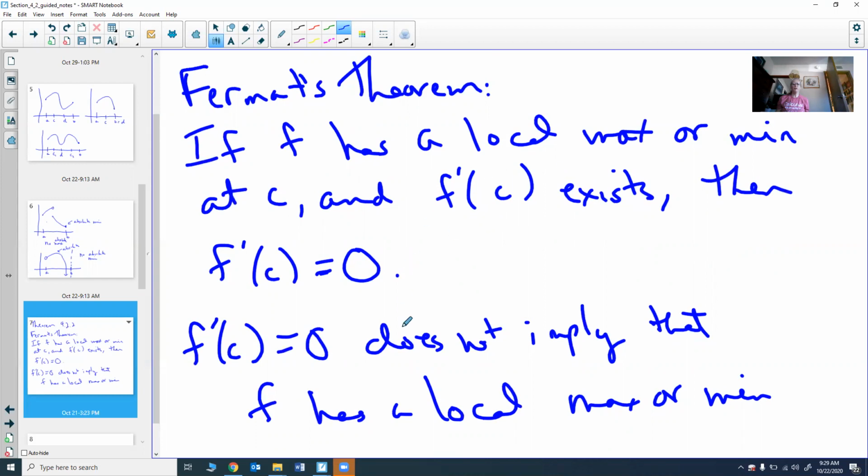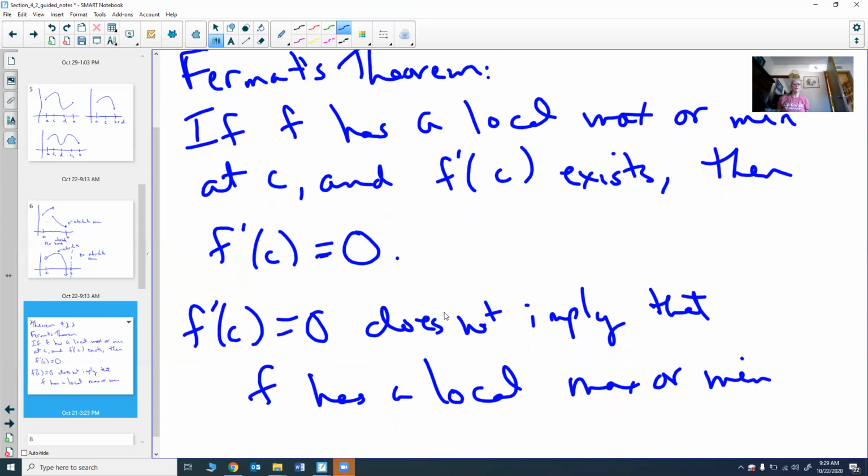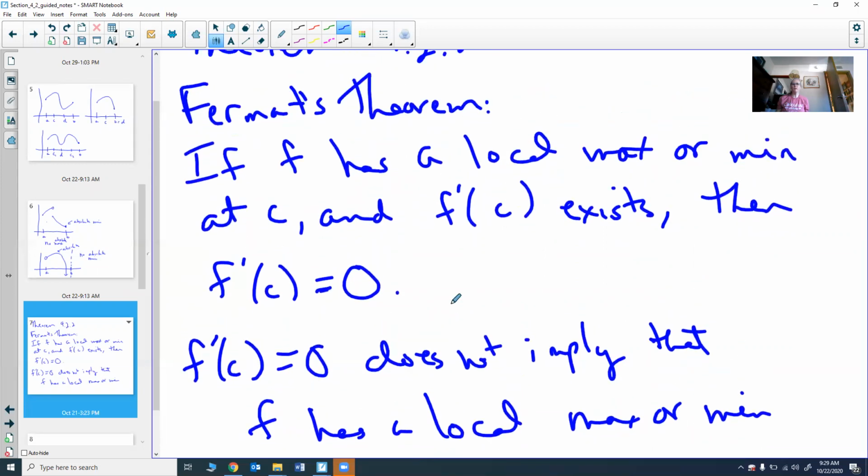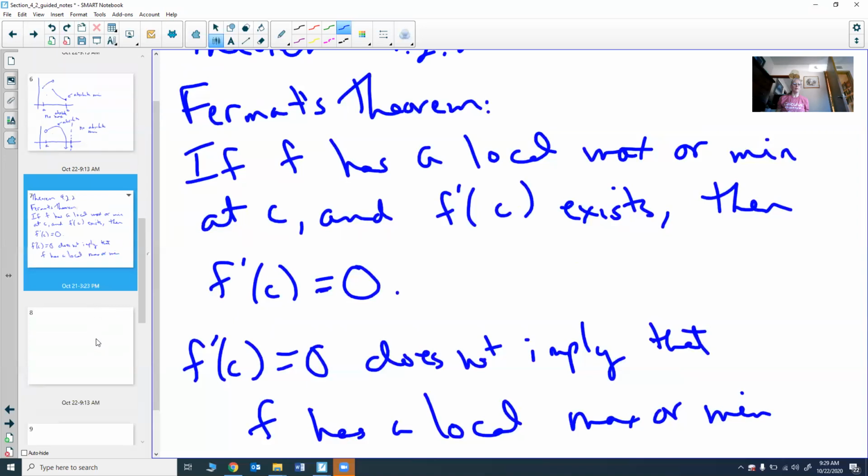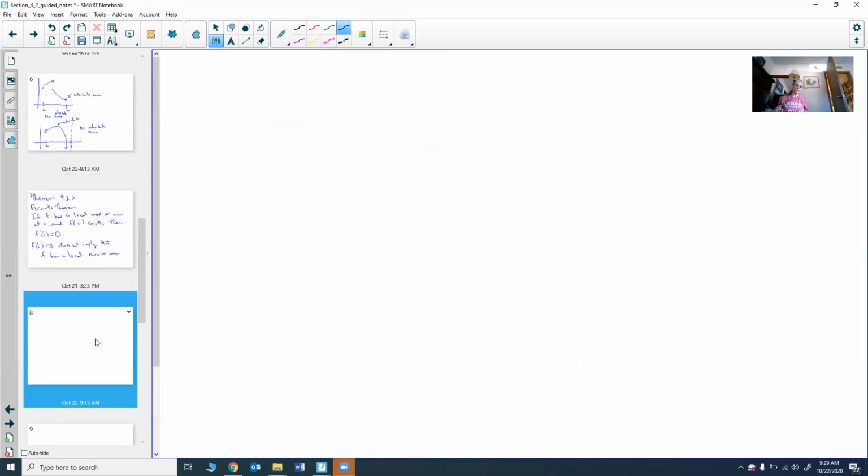But these are just suggestions of places you can try. So you can look at where F prime is equal to 0, where F prime does not exist, and then look to see if those are local maxes or mins. But if you know for sure it's a local max or min, then you know that the derivative exists there and it's 0. So to show you what this talks about and what we mean by this, I'm going to draw a couple graphs here.